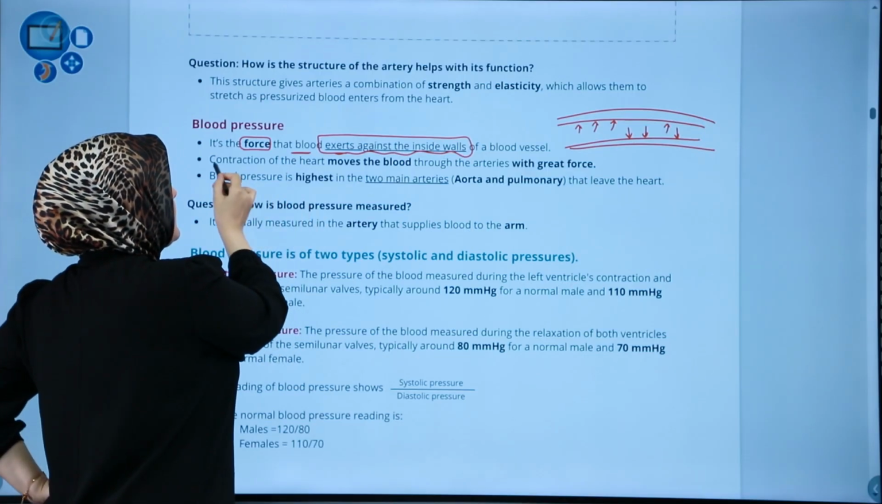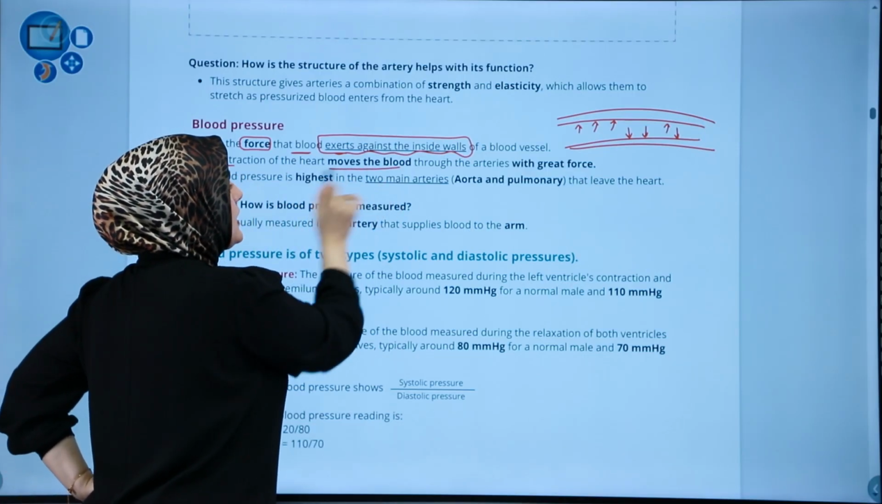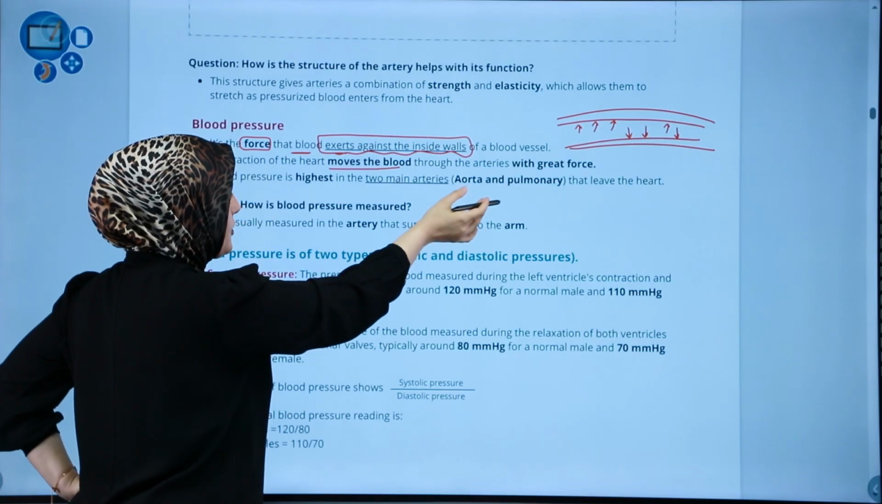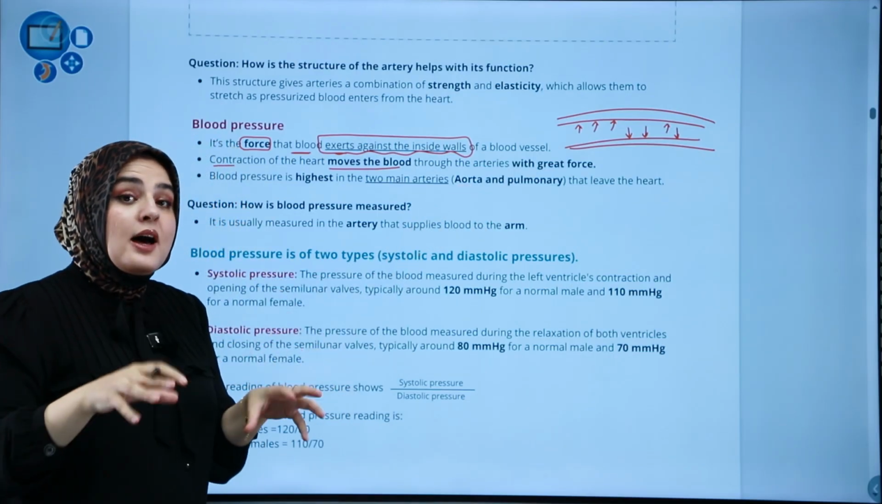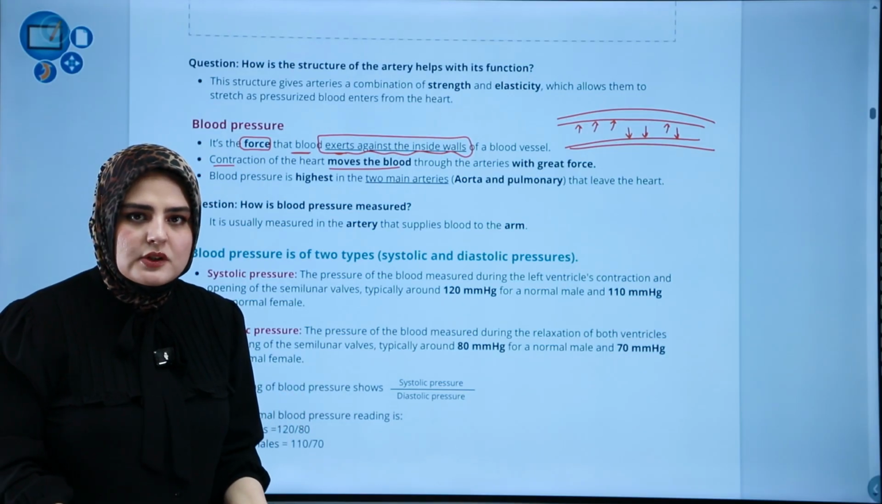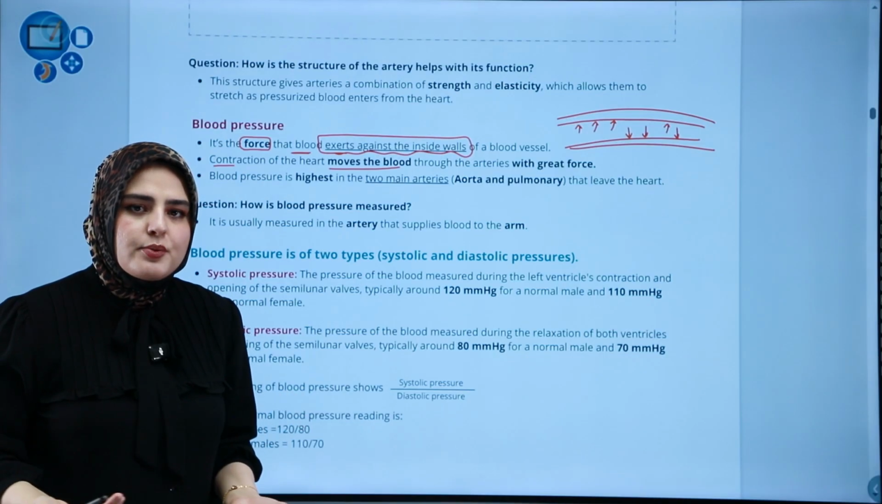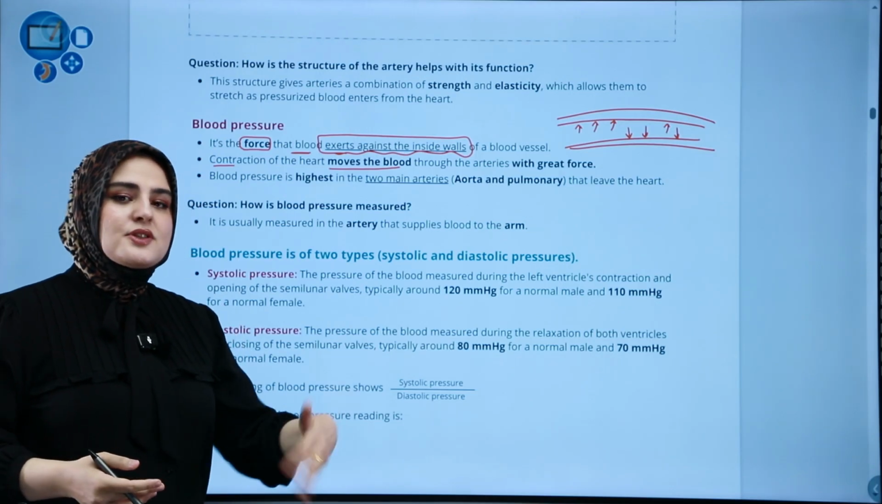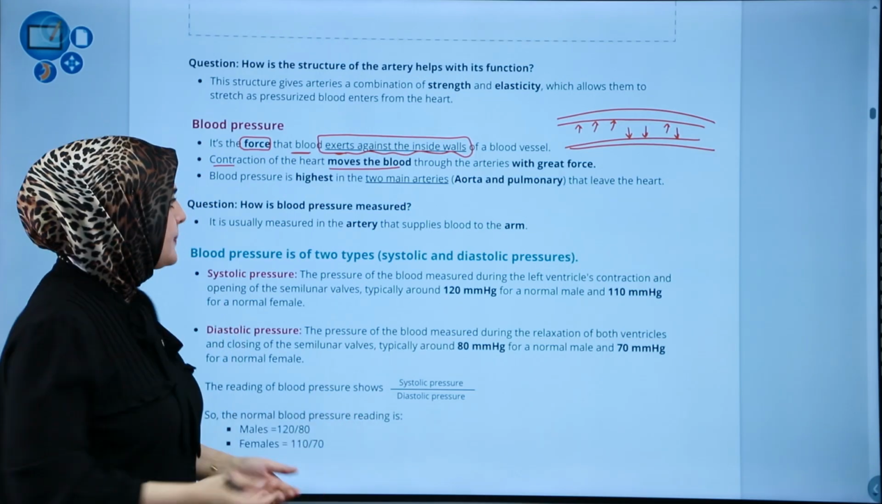So, the contraction of the heart moves the blood through these arteries with great force. The two main arteries with the highest amount of pressure, of course, are the ones closest to the ventricles. They receive it immediately with high pressure, because later on the pressure is going to be lost with the movement.